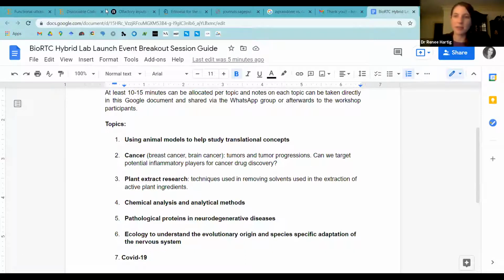We can lower our hands when you're ready. Okay, the last topic: COVID-19, how it might relate to chemosenses, how it might relate to any other part of the brain, brain function, or just the prevalence of COVID-19 across the globe or in Nigeria. If you have interest in that, please go ahead and raise your hand.